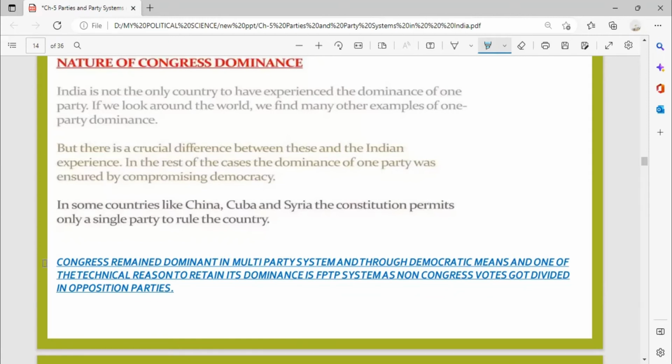So in some countries like China, Cuba, and Syria, the constitution permits only single party, but not in India. So Congress remained dominant in a multi-party system and through democratic means, and one of the technical reasons to retain its dominance is the FPTP system. That means first past the post system, as non-Congress votes got divided among opposition parties.